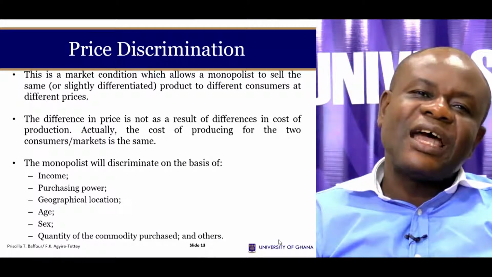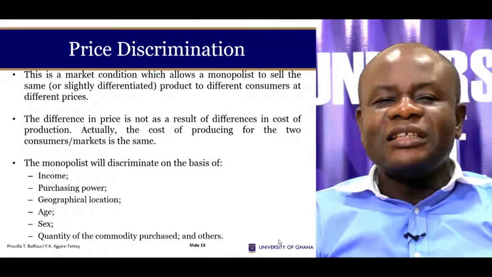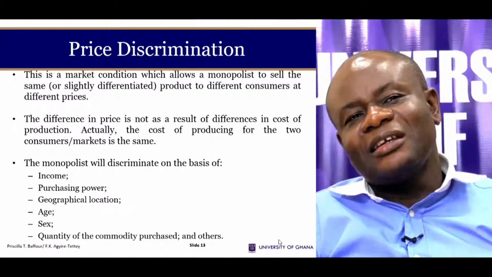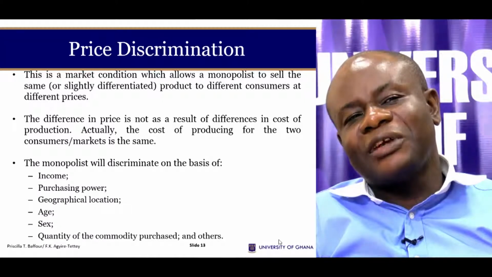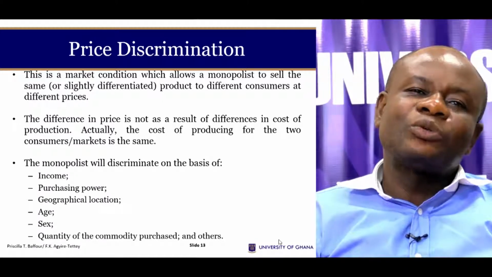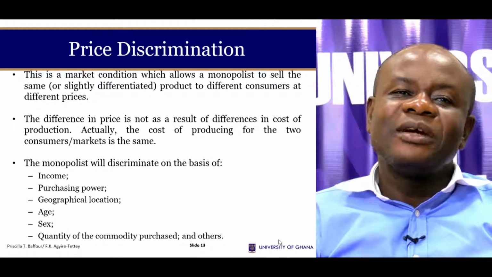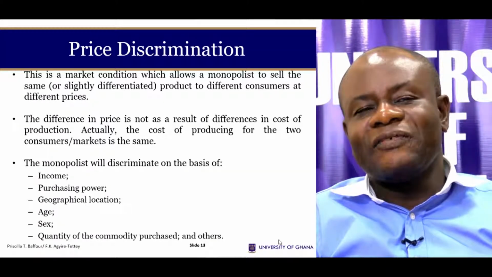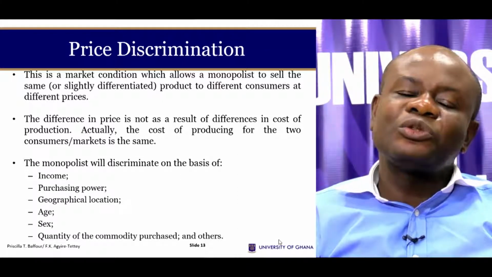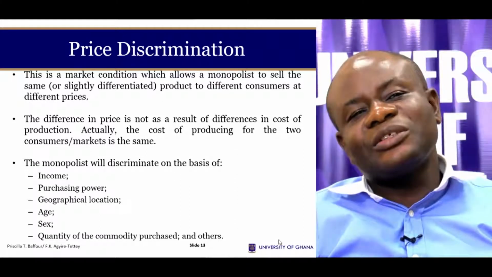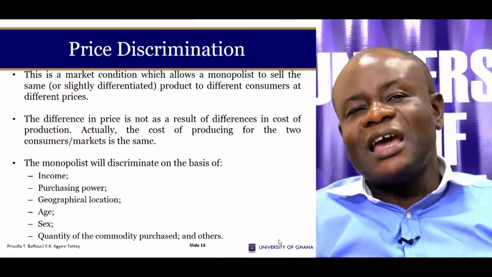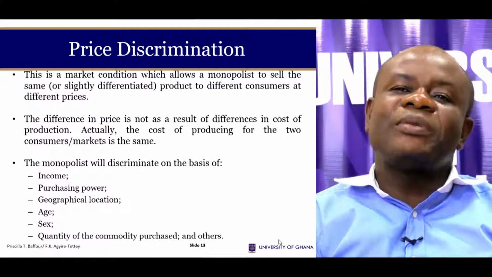The monopolist can decide, okay, ladies will pay a lower fare and gentlemen will pay a higher rate. Or you can have a situation whereby the ladies will enter for free and males will have to pay their gate fees. On the basis of quantity, the monopolist can also discriminate. The monopolist can say that you are buying a higher amount, so you pay a lower price. And the lower the amount that you purchase, the higher the price you are going to pay.